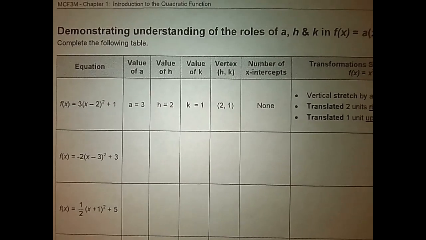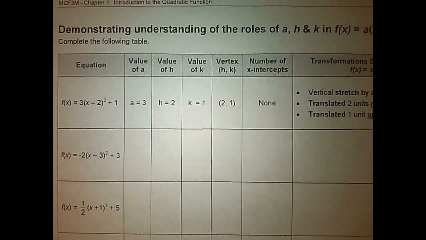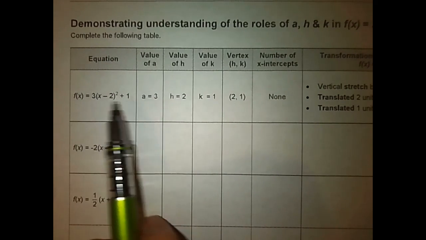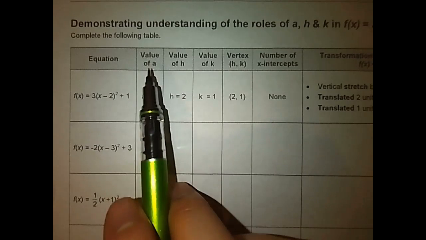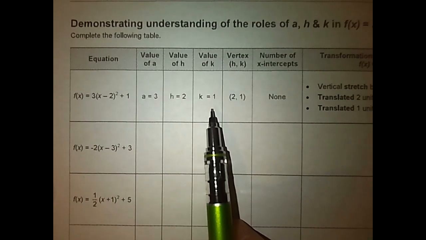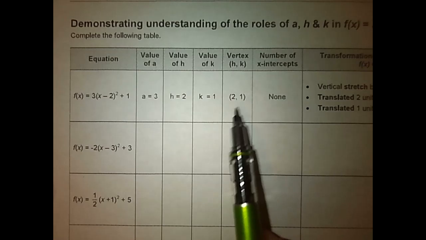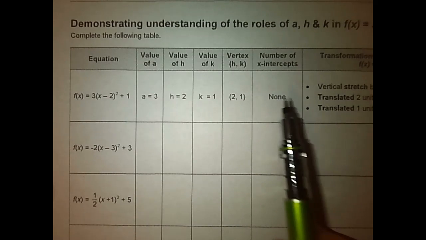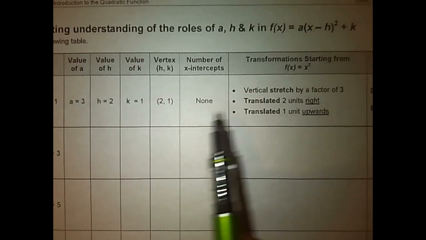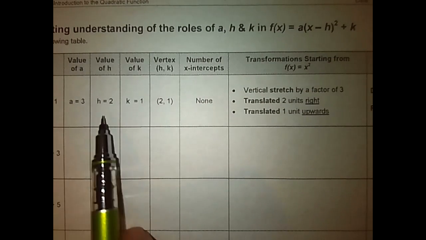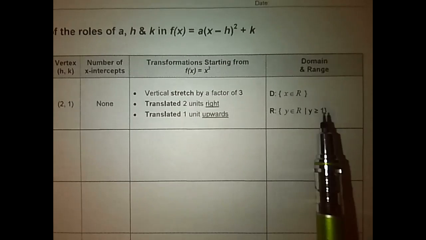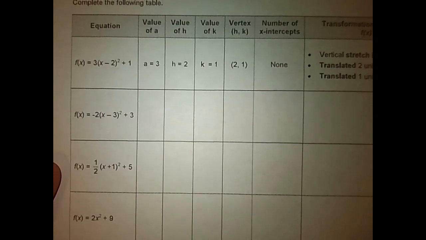So now we're going to look at and practice, do we understand what the letters and the numbers mean through this table. So we have our first equation in vertex form, and we have to determine the value of a, h, k. We should list the vertex as well, and we did this in our last lesson. And then we're going to determine the number of x-intercepts, which we can decide. And then we're going to say, well, what do these letters mean? And we're going to put them into little point form sentences. And we'll get to the domain and range maybe a little bit later. So let's start with this next one then.